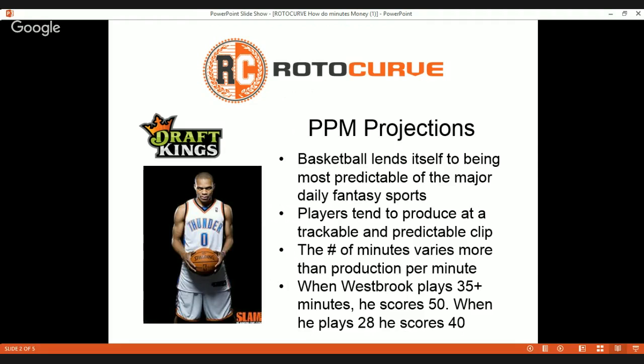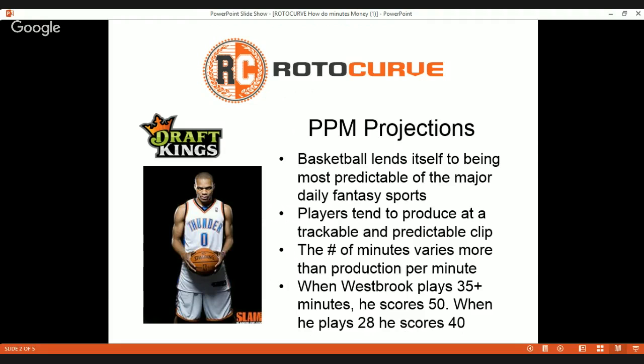When he has a game where he only scores 40 fantasy points, if you look through his game log, most of the time it's because he only played like 28 to 30 minutes, usually due to a blowout. More often than not, it's because his team is blowing somebody out, as the Thunder only had a couple games this year where they were on the wrong end of a blowout.